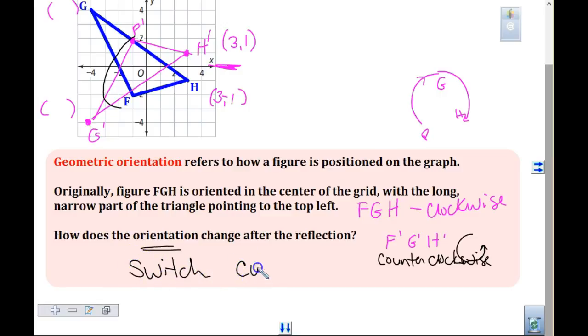It went from CW, clockwise, to counterclockwise, right? CW makes sense for clockwise. Counterclockwise. Okay? So it switches the orientation.